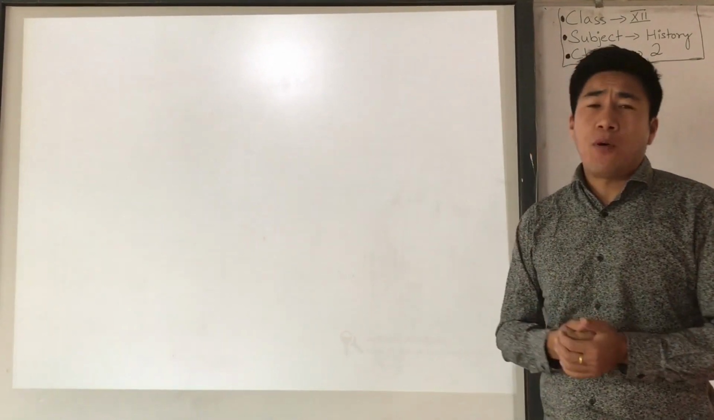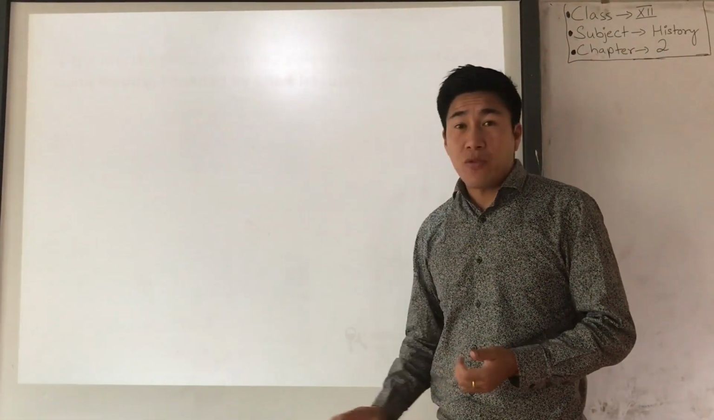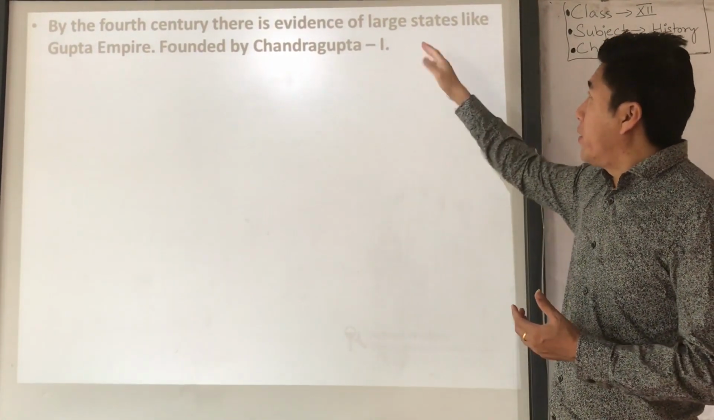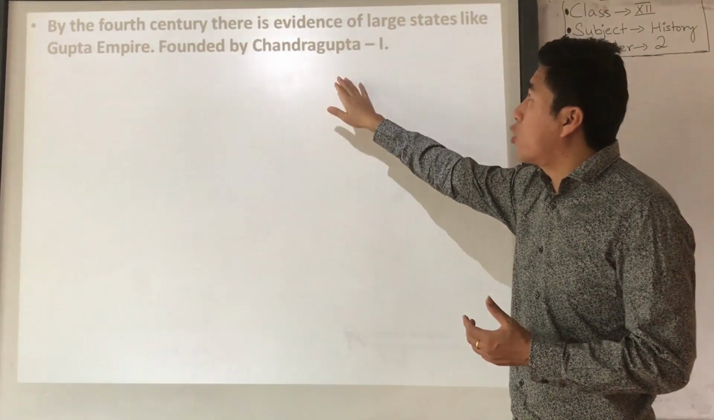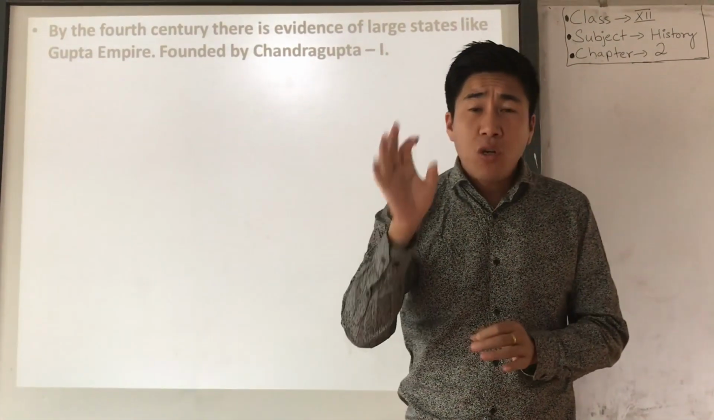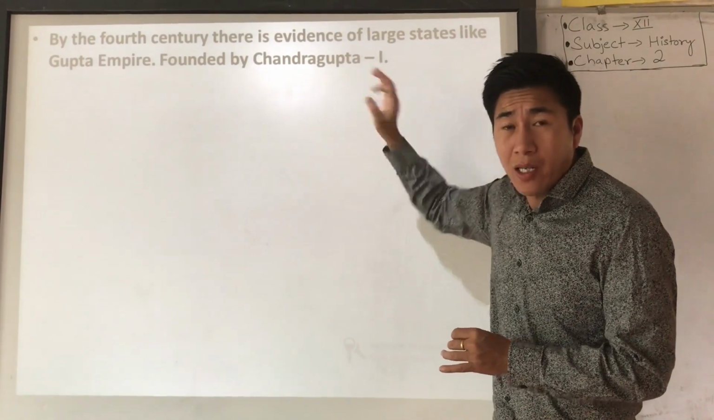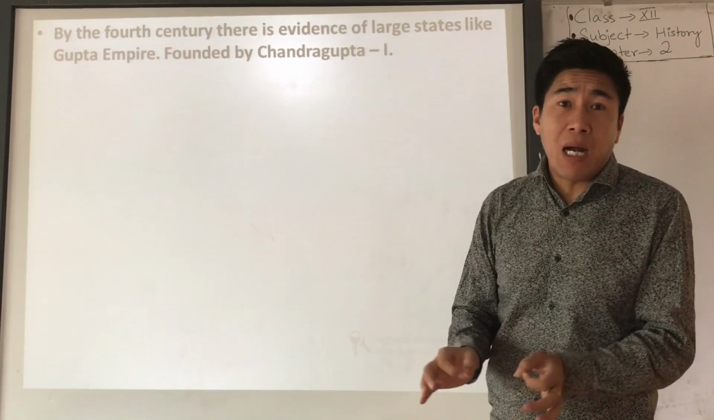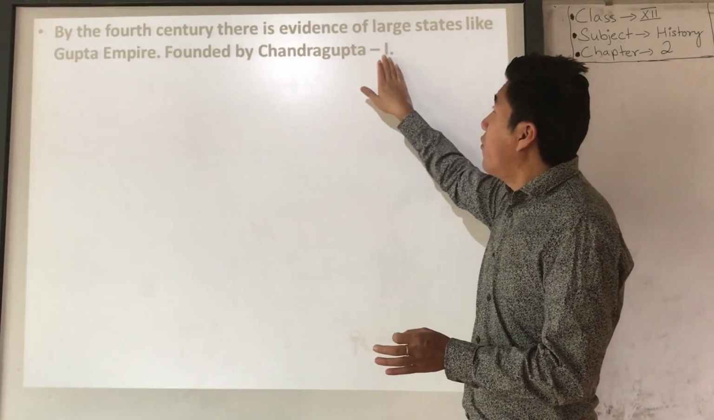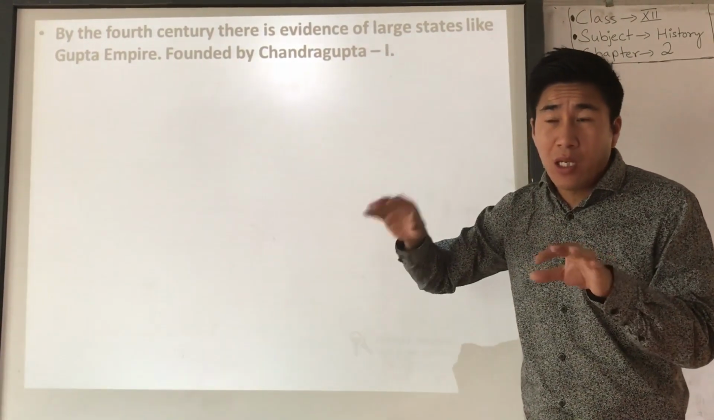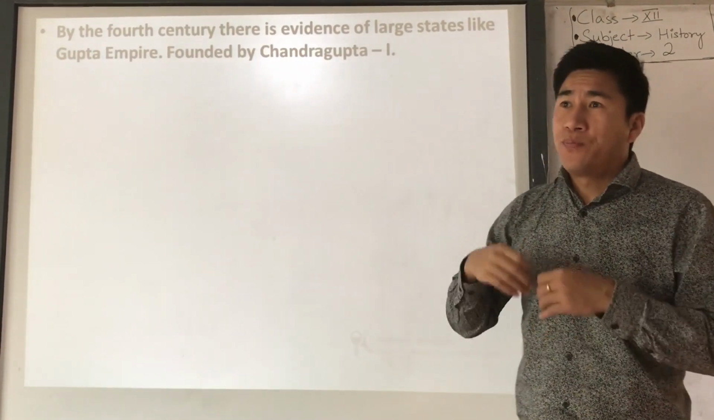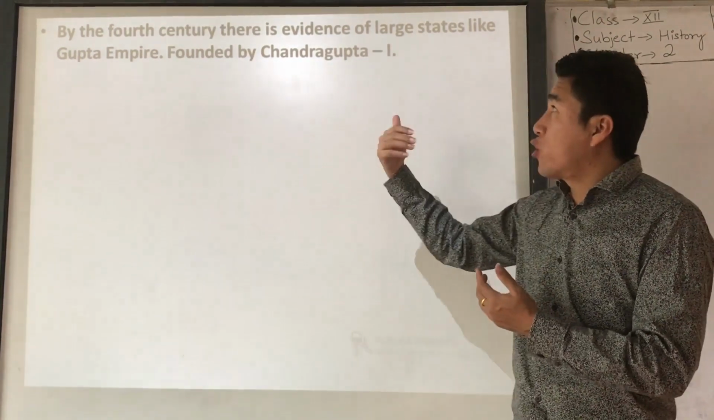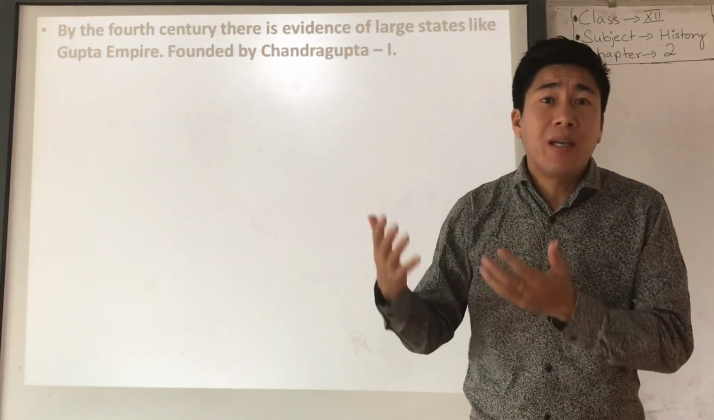Then we have a very important dynasty called the Gupta dynasty, in the 4th century AD. The Gupta Empire, a large state, was founded by Chandragupta I. Now, please don't confuse it with Chandragupta Maurya. Chandragupta Maurya is the founder of the Mauryan Empire. Here, the Gupta Empire was founded by Chandragupta I. Don't confuse. Understood? Chandragupta Maurya established the Mauryan Empire, and Chandragupta I established the Gupta Empire.